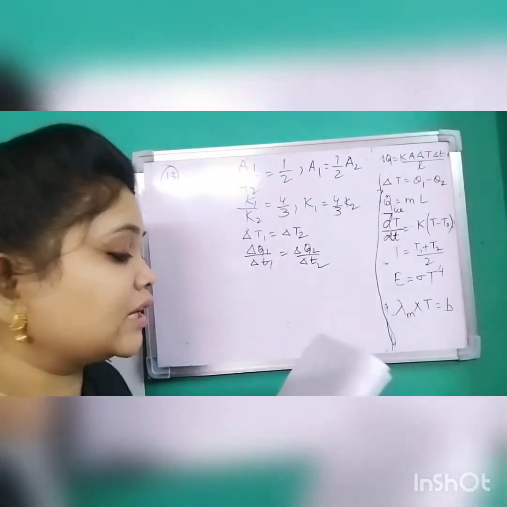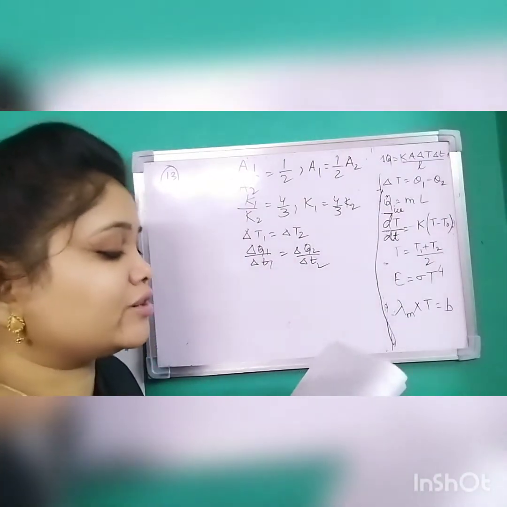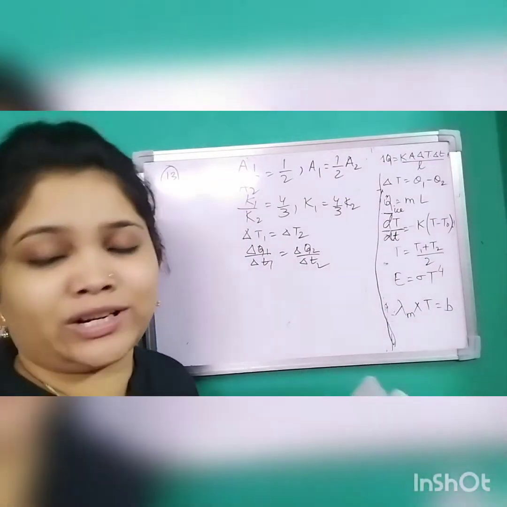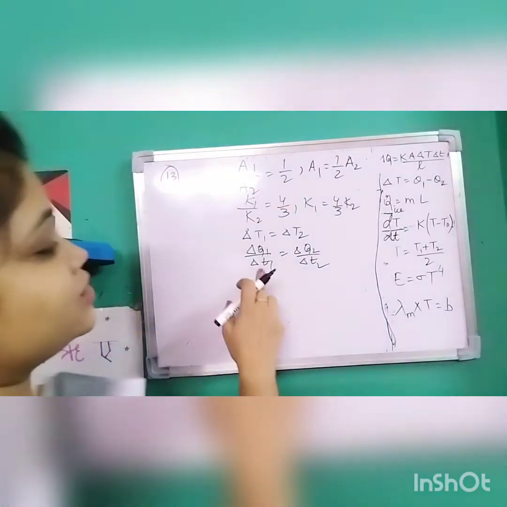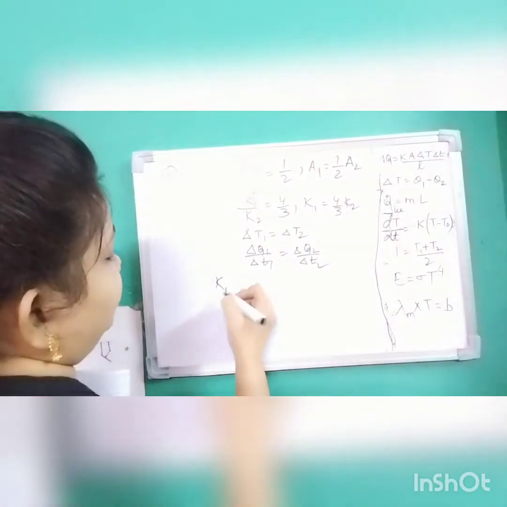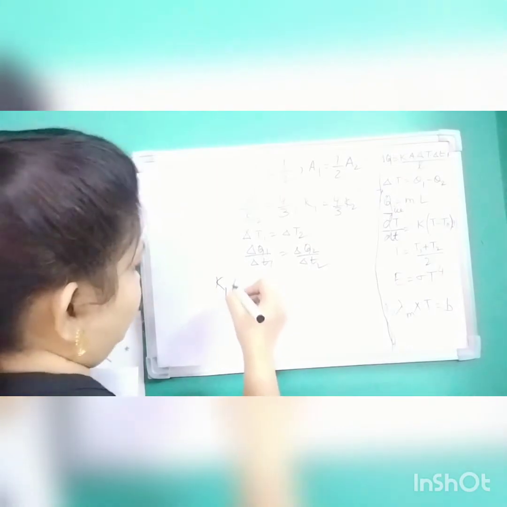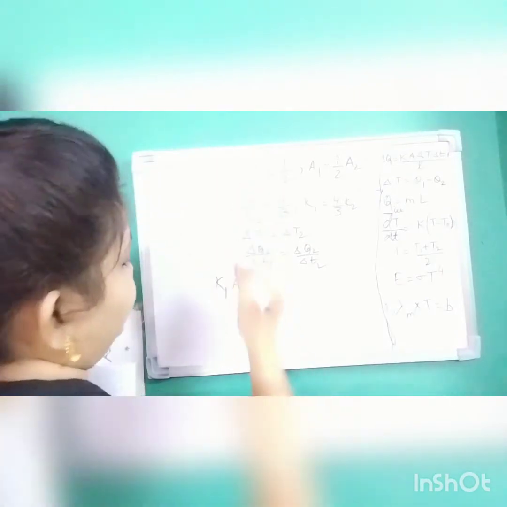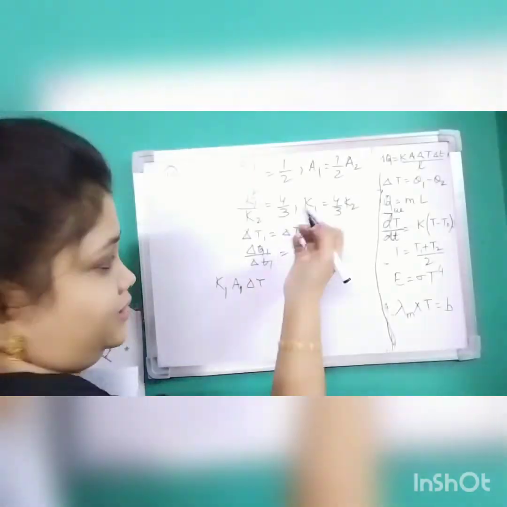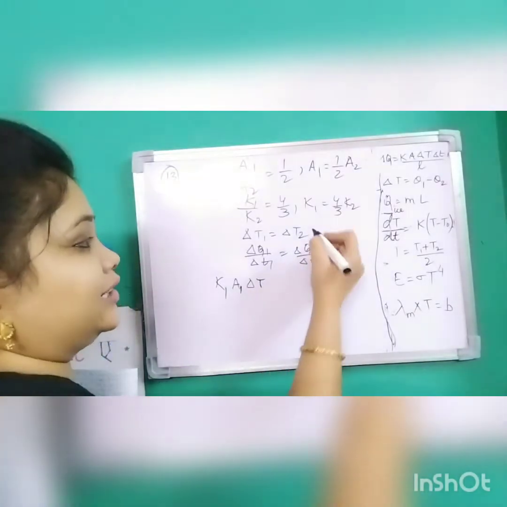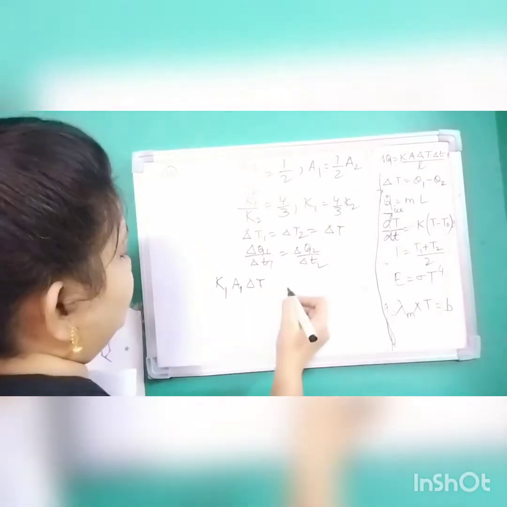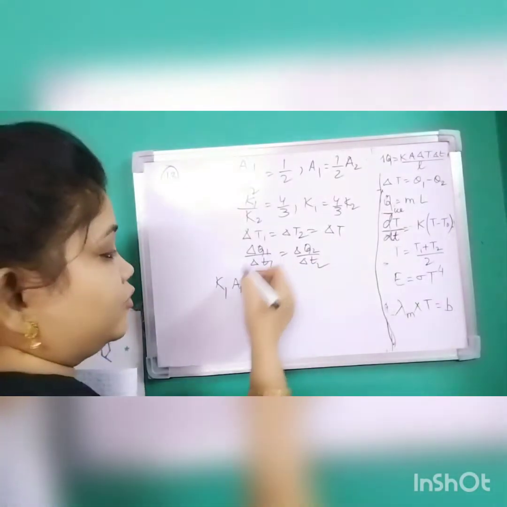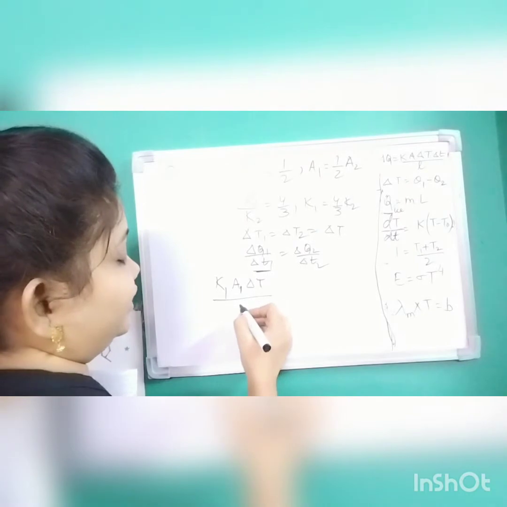Everything is equal. Determine the ratio of the length of the rod. You have to find the ratio between the lengths of the rod. Since these two are equal, let me equate them. K1, area is different, A1, delta T is the same. Let me write it as delta T only. Both are equal. Since I have taken delta T1 below, no need of writing delta T over here.